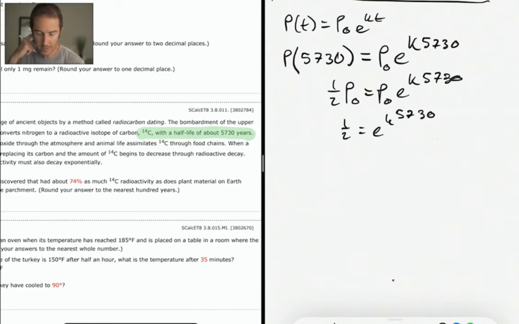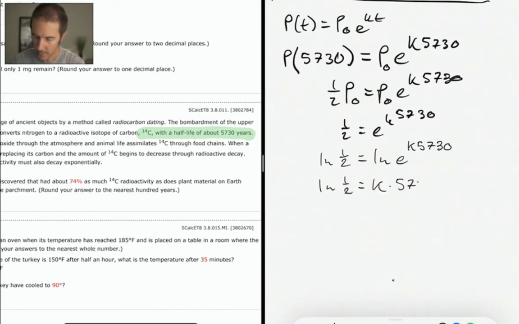Then I will take the natural log of both sides. The natural log and the e cancel each other out, leaving me with the right-hand side as just k times 5,730. Divide both sides by 5,730.